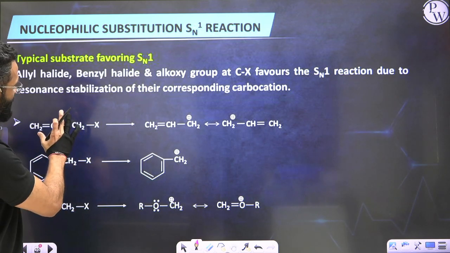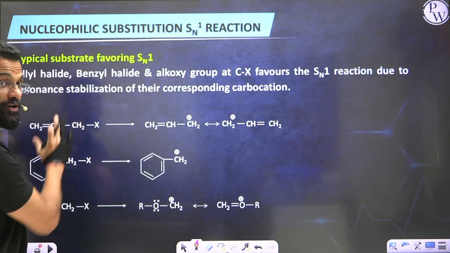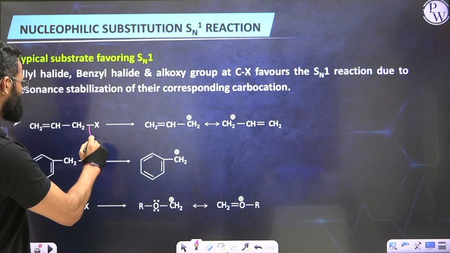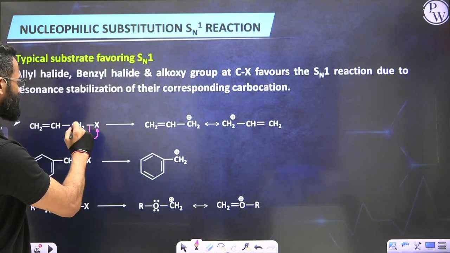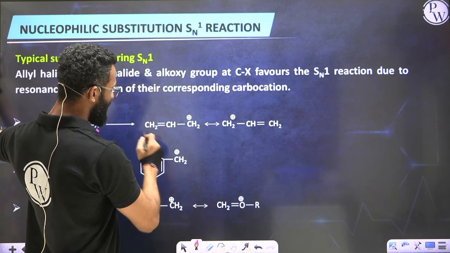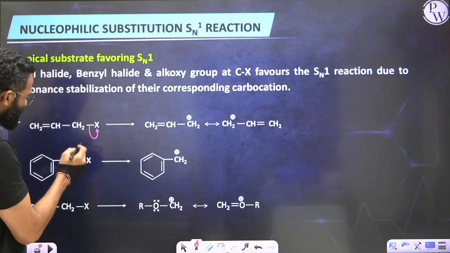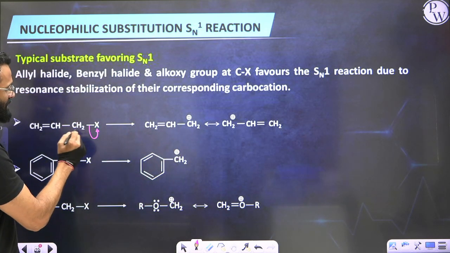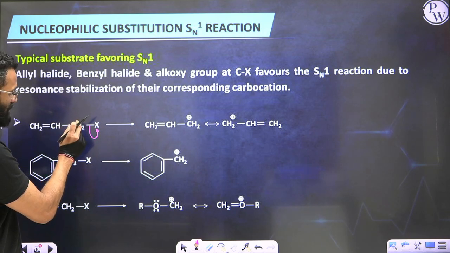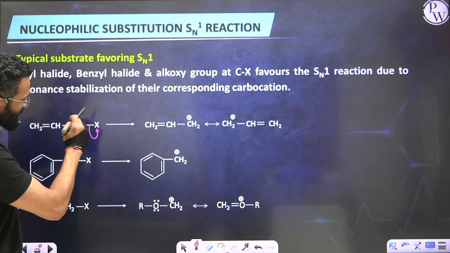Now this allyl halide is also favored by SN1 reaction mechanism, because in SN1 the key feature is formation of carbocation. So imagine if the carbon halogen bond breaks, you get this allyl carbocation. What is allyl carbon, everyone? A carbon which is itself sp3 connected to an sp2 carbon is called allylic carbon. Since a halogen atom is attached here, I'll call this allyl halide.